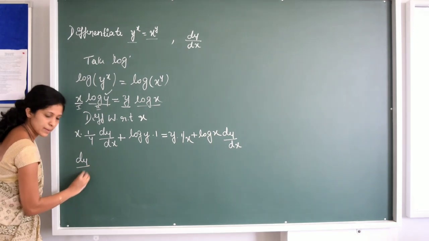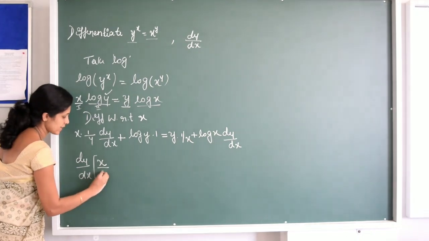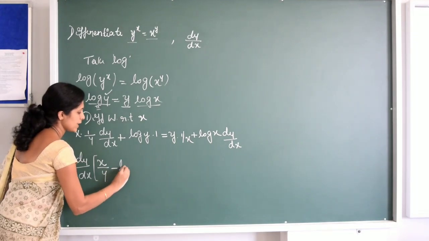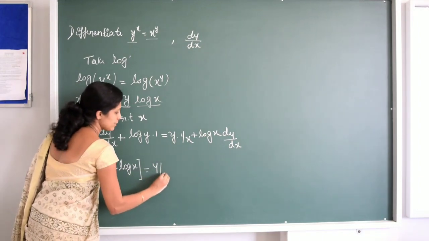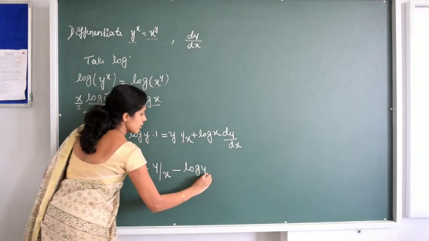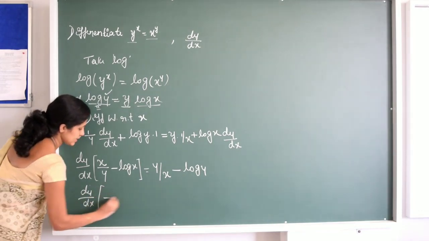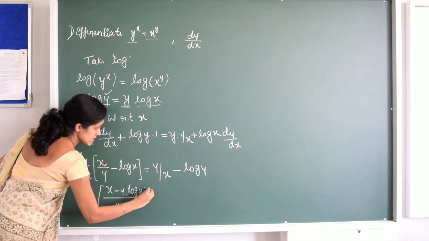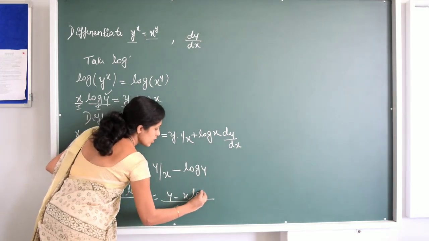The coefficient of dy by dx here is x by y. On the other side, when it comes here, this will be minus log x into dy by dx, equal to y divided by x minus log y. Finally, we can take y as the LCM. So this is now dy by dx into x minus y log x, equal to, taking x as the LCM, y minus x log y.